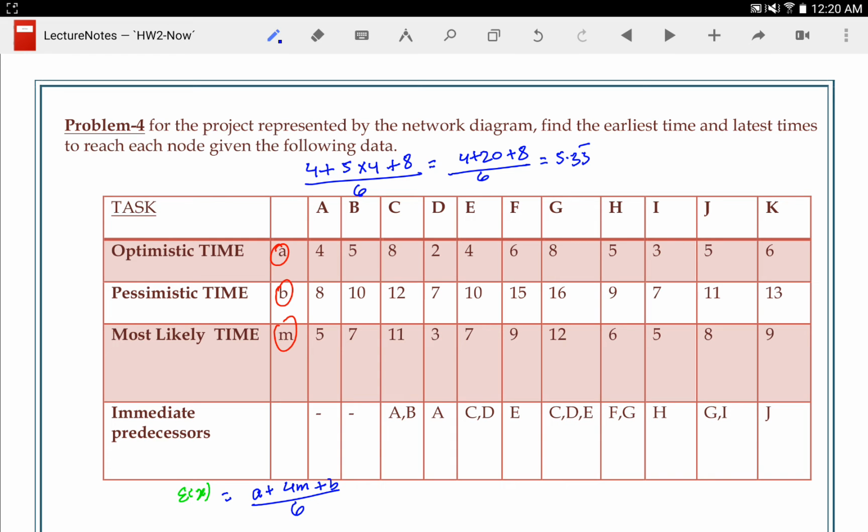If you go ahead and do that, for A you would get 5.33, for B you would get 7.16, for C you would get 10.66, for D 3.5, for E 6.5, for F 9.5, for G 12, for H 6.33, for I 5, for J 8, and 9.16.